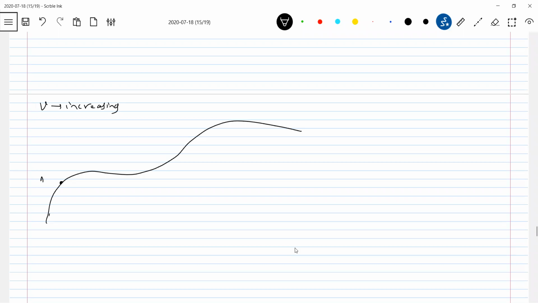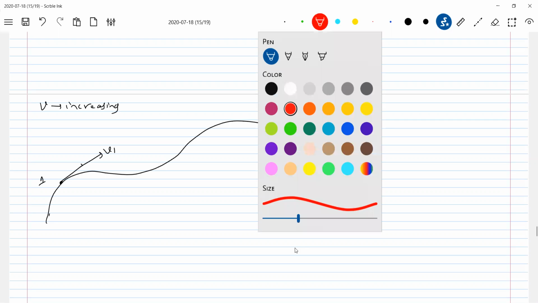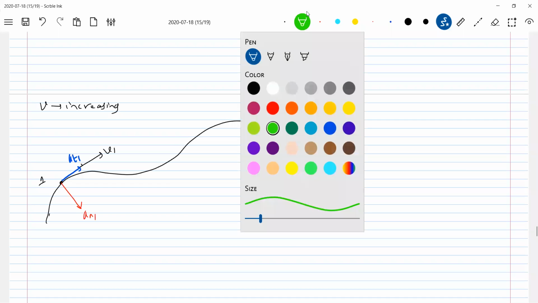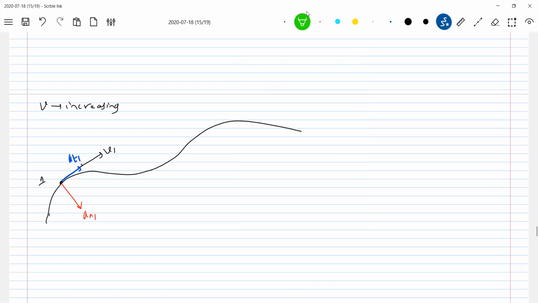So at point 1, it will have velocity, say v1. Then it will have normal acceleration, an1. It will have tangential acceleration, at1, and the total acceleration will be like this. Got it? And what about the radius of curvature we had? So this will be the radius of curvature.